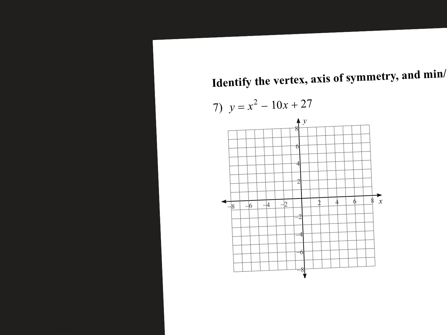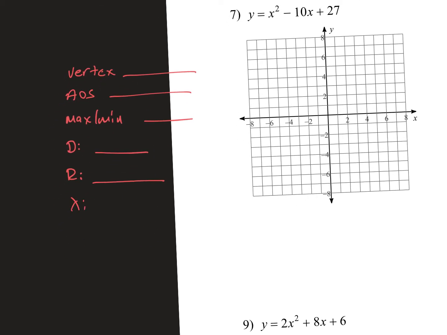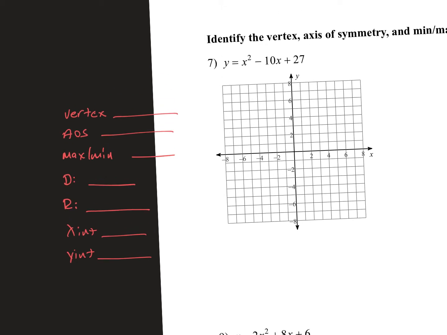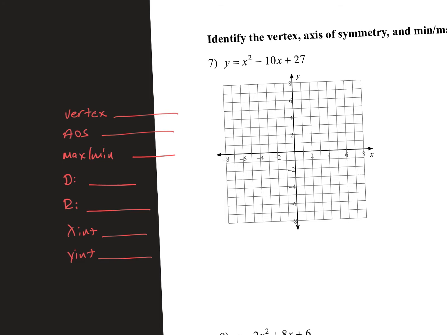So we're going to find vertex, the axis of symmetry, max and min value, domain, range, x-intercept, and y-intercept, all right? Now, we can fill in some of this stuff already just by looking at our equation.